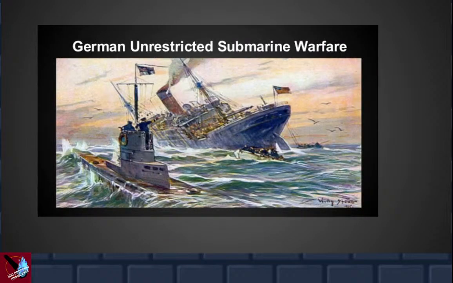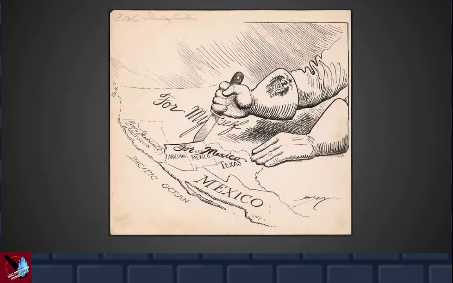And of course, this is part of their unrestricted submarine warfare. They'll sink anything. Cruise ships, passenger ships, they don't care. It don't matter. If it floats, it sinks.